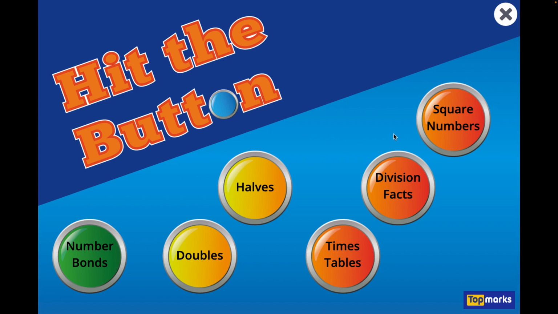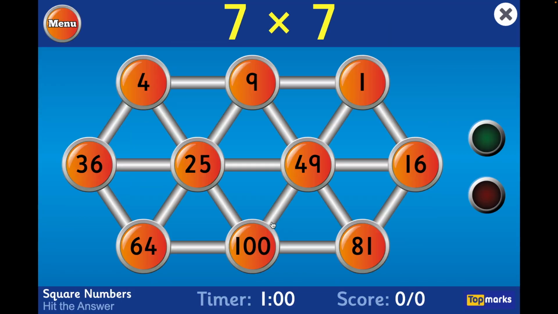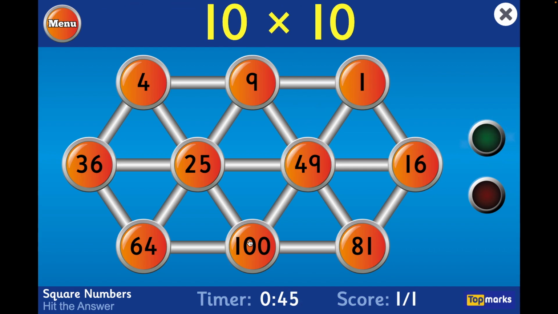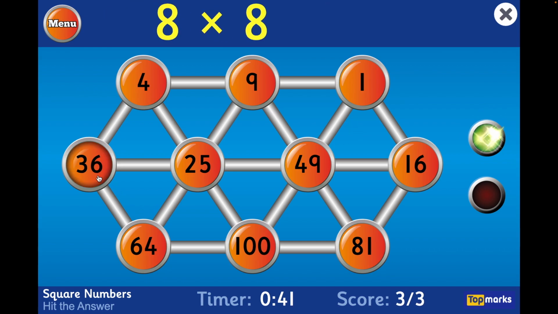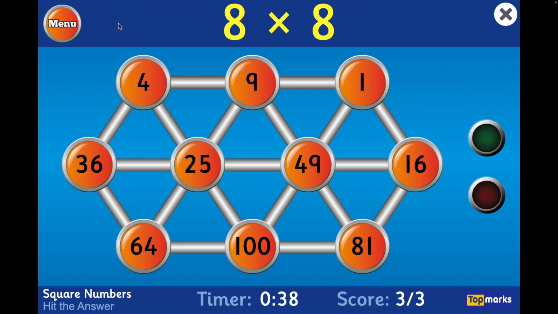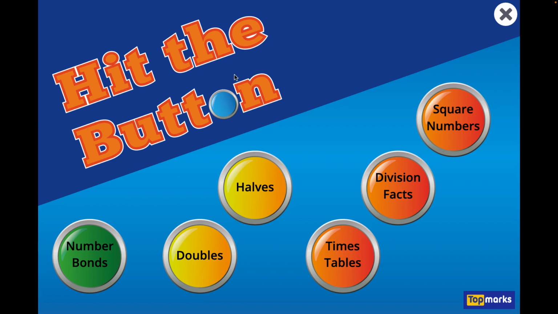And then the last section I want to show you are the square numbers. So you are basically multiplying each factor by itself. So 7 times 7. So similar to doubling, where they're adding the number to itself, with multiplication, they're multiplying the number to itself. So 7 times 7 is 49. 10 times 10 is 100. 6 times 6 is 36. And so forth. So many options using this website called Hit the Button.